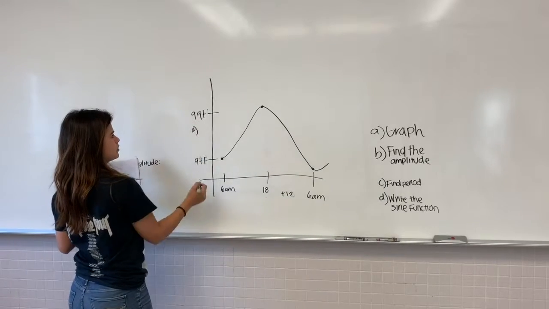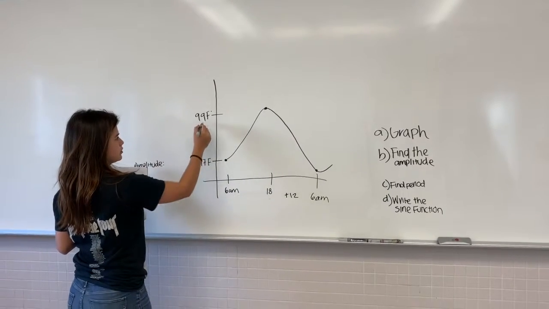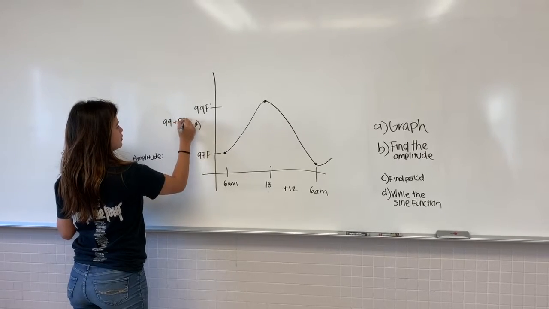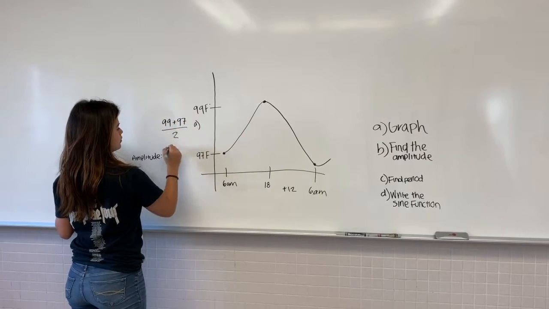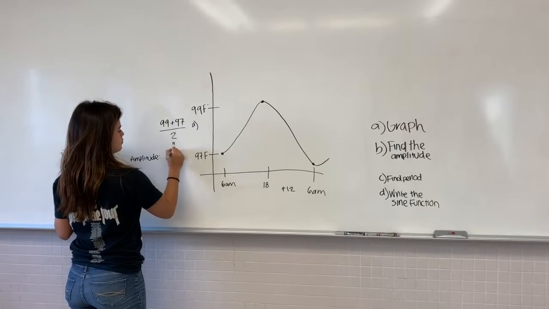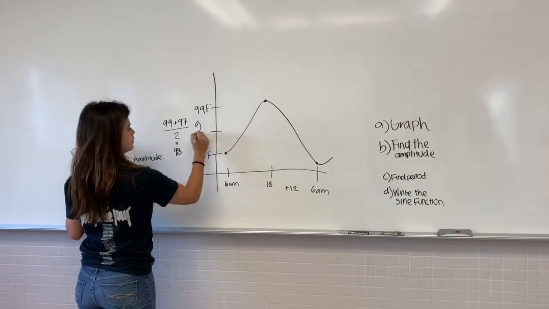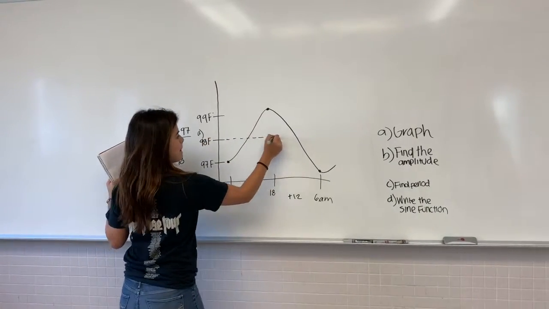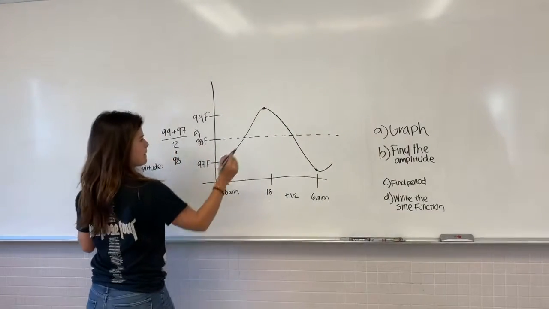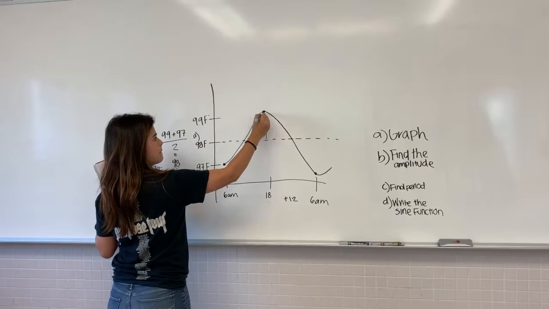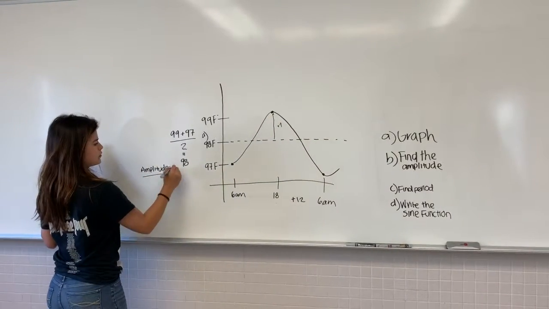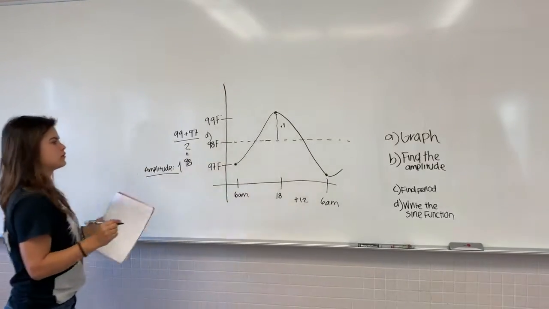After that, you're going to have to find your amplitude. You're going to find it by finding the average between your maximum and your minimum, which is 99 plus 97 divided by 2. It's going to give you 98. And by that, you're going to sketch your midline in the middle of the graph, and you're going to find how many spaces it goes up and how many spaces it goes down between your maximum and your minimum, which is 1. So your amplitude is going to be 1.